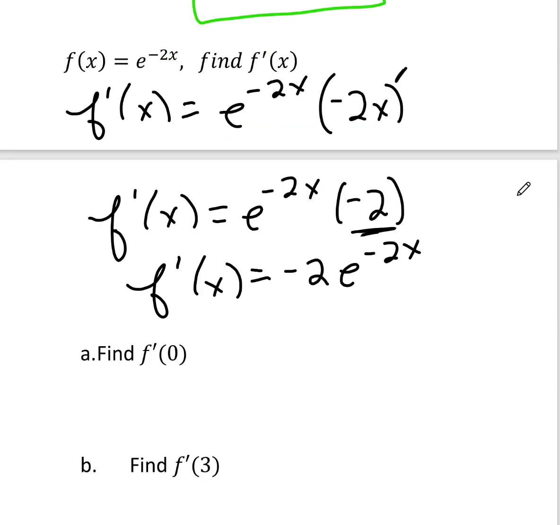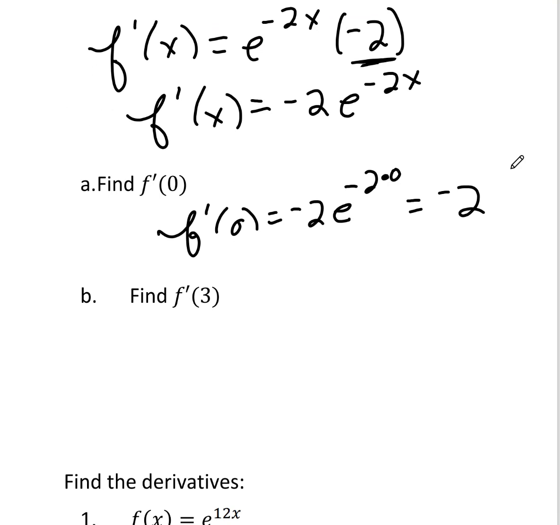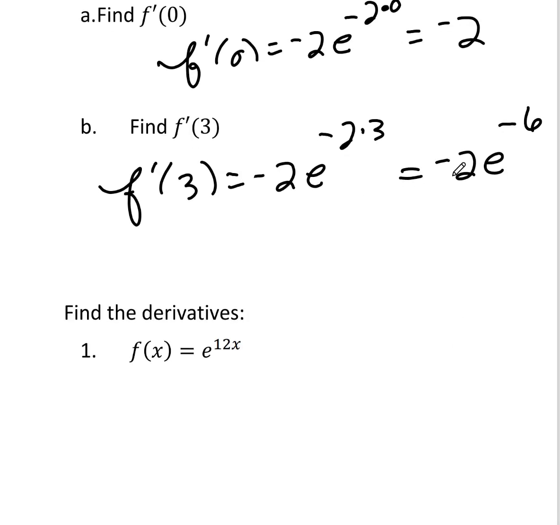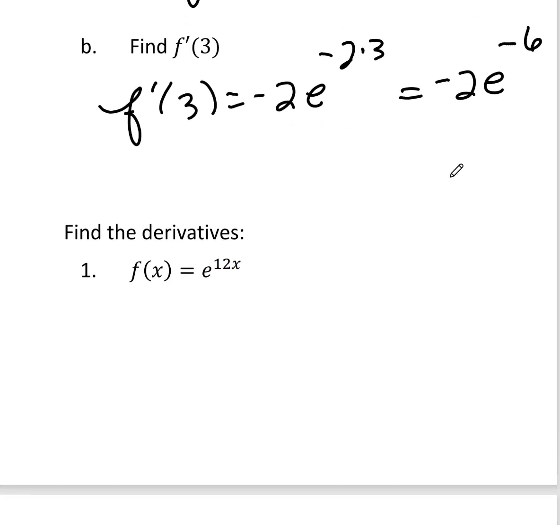Now let's plug some numbers into the derivative. So let's start with f prime of 0. I have f prime of 0 is negative 2 e to the negative 2 times 0. Well, we know negative 2 times 0 is 0. E to the 0 is 1. Our derivative is negative 2. Let's try f prime of 3. F prime of 3 will be negative 2 e to the negative 2 times 3, which is negative 2 e to the negative 6. So let's practice our rule, and let me write it again for you.